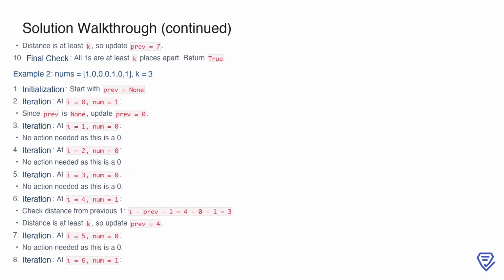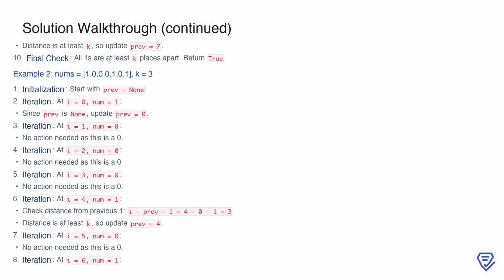At index i equals 0, we encounter the first one. Since previous is none, we update previous to 0. For indices i equals 1, i equals 2, and i equals 3, the values are 0, so no action is required. At index i equals 4, we find the next one. We calculate the distance from the previous one using i - previous - 1, which gives 4 - 0 - 1 equals 3. Since this distance meets the requirement of being at least k, we update previous to 4.